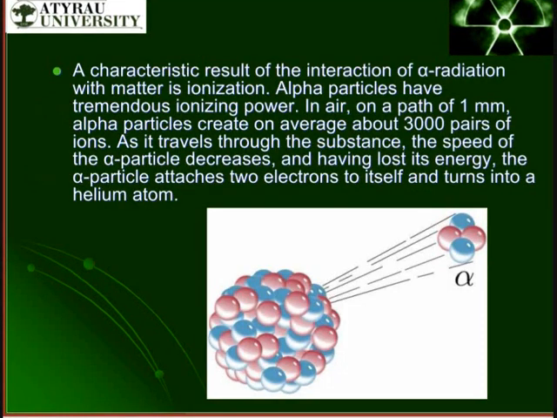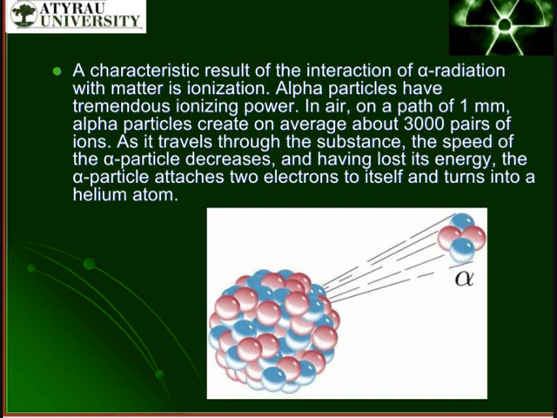The characteristic result of the interaction of alpha radiation with matter is ionization. Alpha particles have a tremendous ionizing power. In air on a path of 1 mm, alpha particles create on average about 3,000 pairs of ions. The penetrating ability of an alpha particle in biological tissues is insignificant, and the thickness of the surface layer of the skin is quite sufficient for protection from external flows of alpha particles.